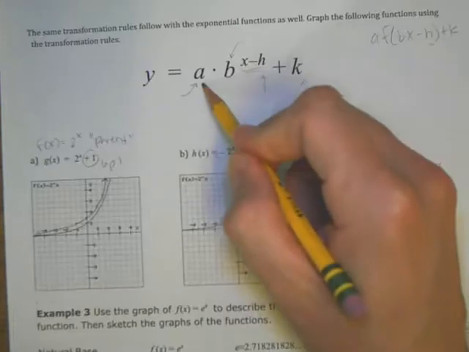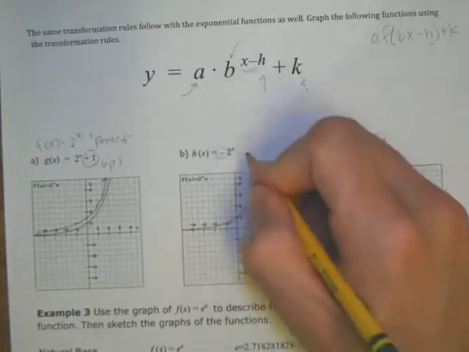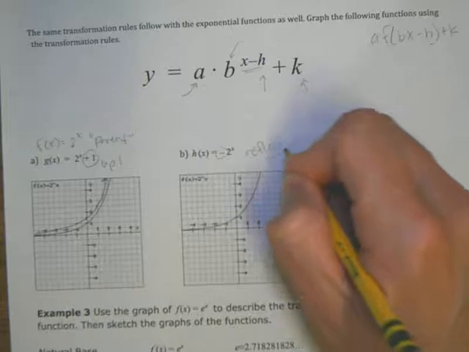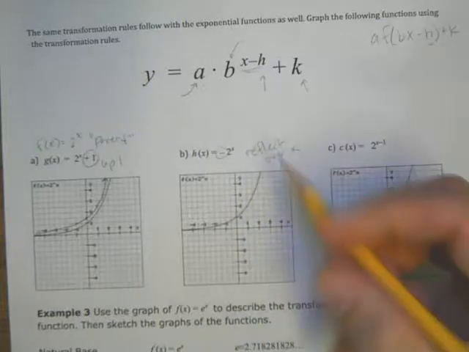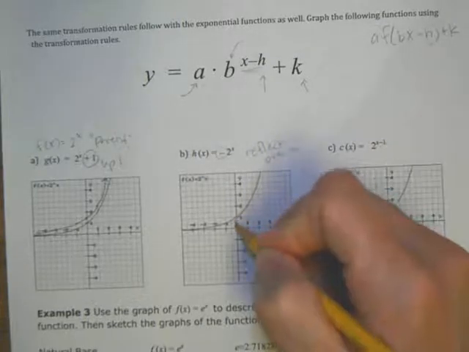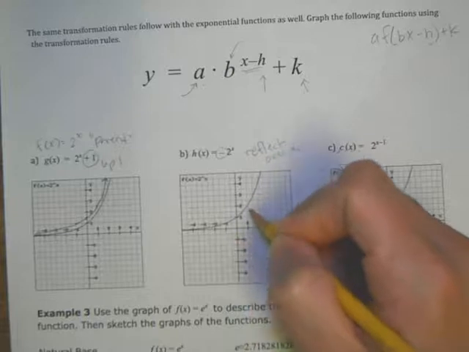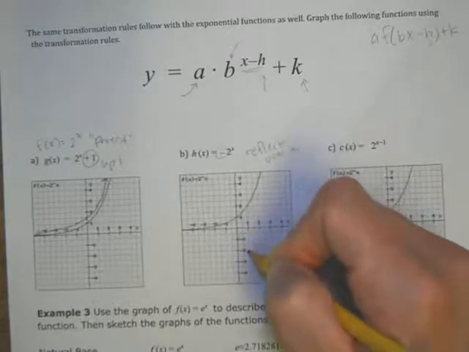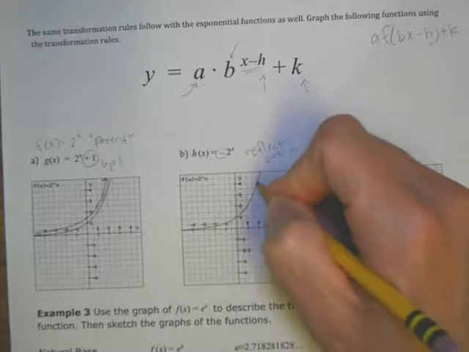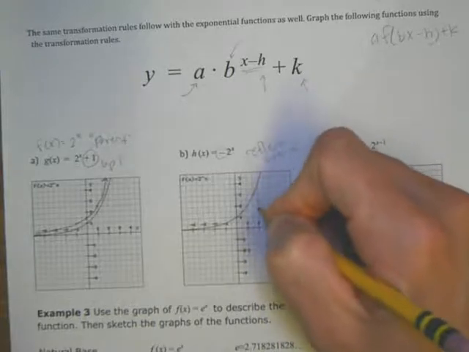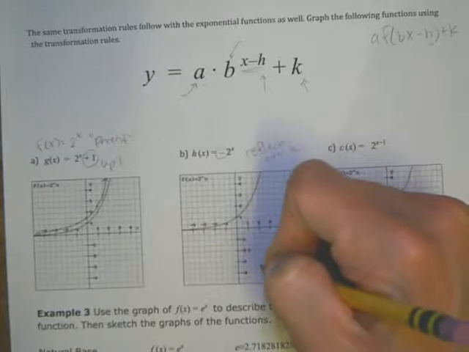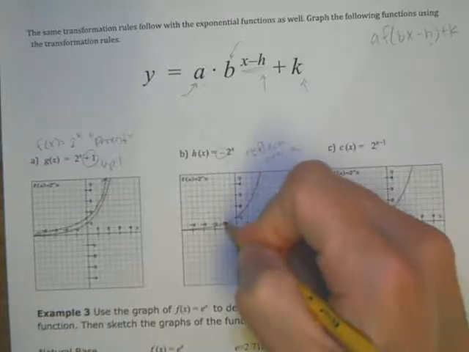When a is negative, it makes it a reflect over x, or a vertical reflection. So take every point, boom, over the x-axis. 1, 2, 3, 4. 1, 2, 3, 4. Boom. 1, 2, 3, 4, 5, 6, 7, 8. Just a nice little mirror. But guess where our asymptote still is? It's still on that x-axis. Don't touch it.